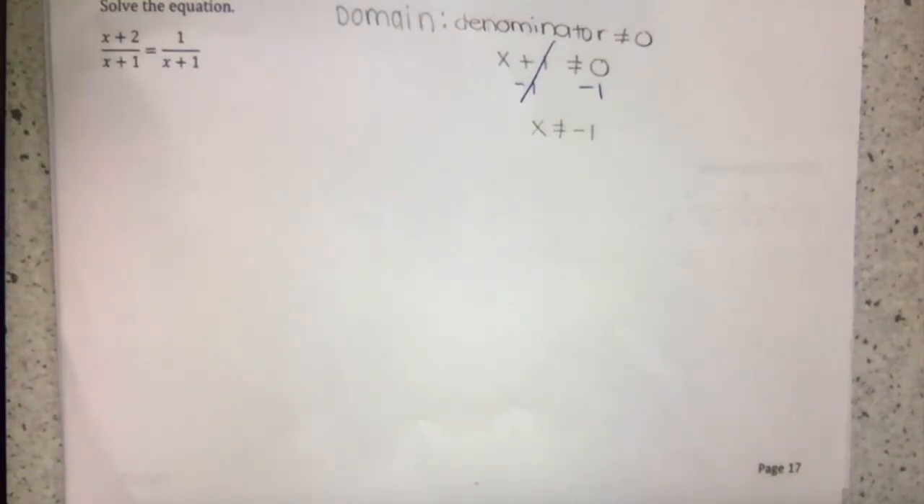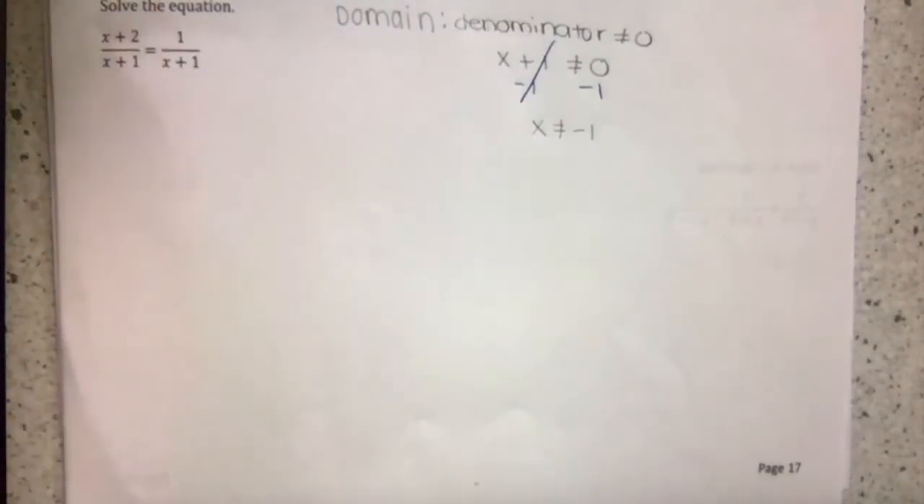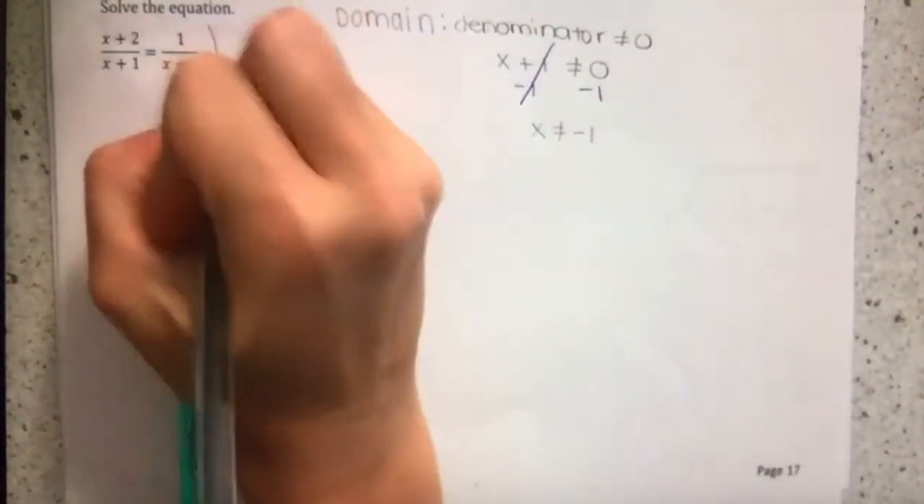So going through and actually solving this, there are fractions. Let's get rid of the fractions. How do we do that? Multiply by the LCD. Perfect, thank you. So we're going to multiply all sides of our equation by our LCD. What is our LCD? x plus 1. Good, x plus 1.